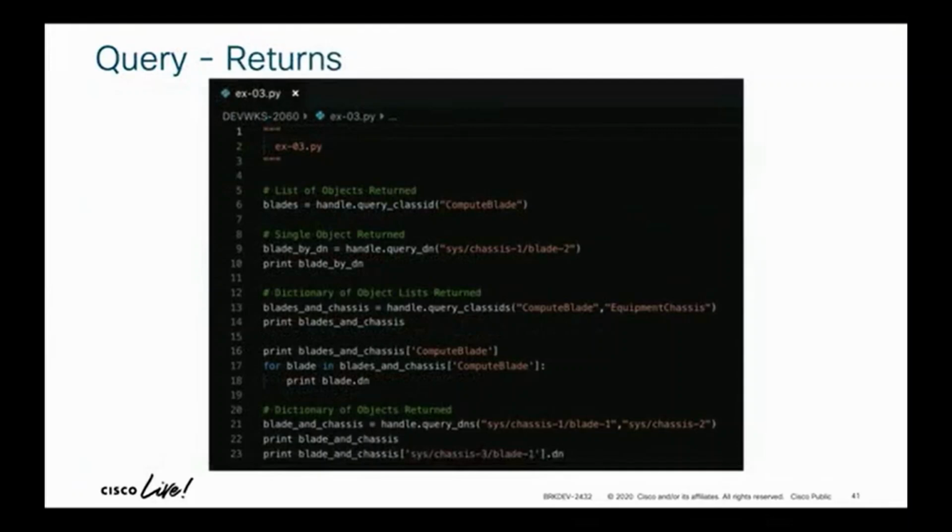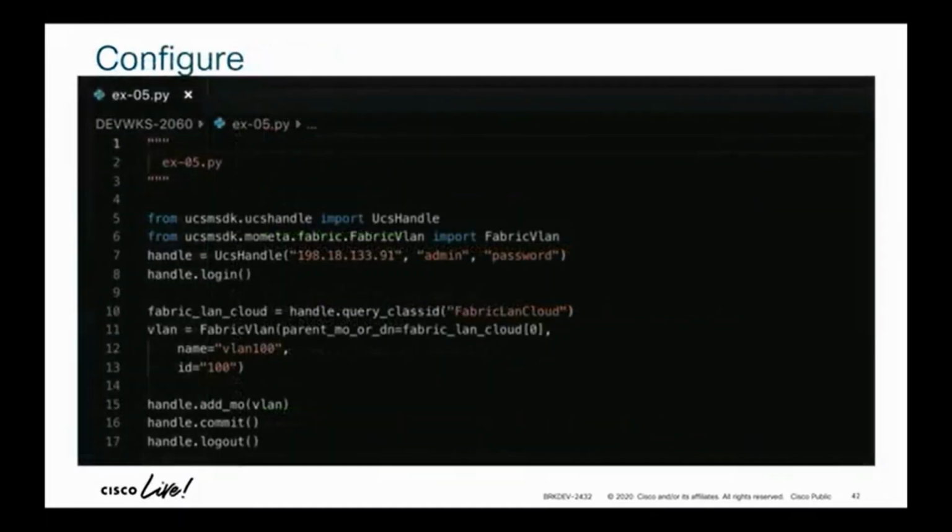In UCS PowerShell or PowerTool, you get back objects, or you get back a list of objects. In the UCS Python SDK, you get back an object, a list of objects, a dictionary of a list of objects, or a dictionary of object DN and then that object's values. So depending on what queries you use in Python, you're going to get back different return types based on what the objects are that you're looking at.